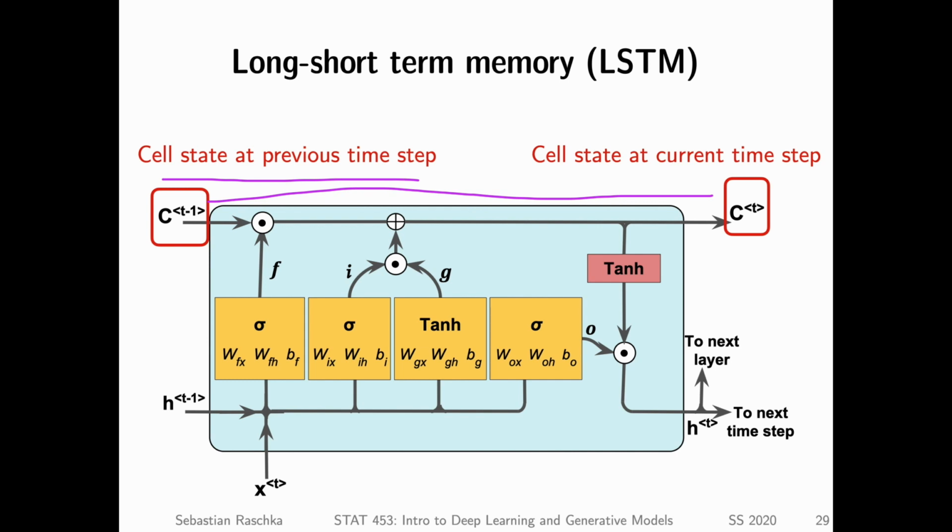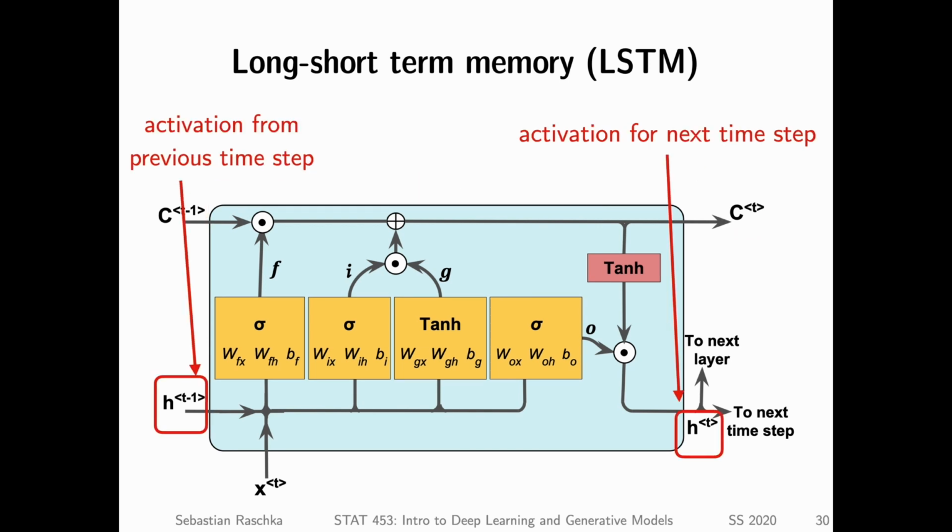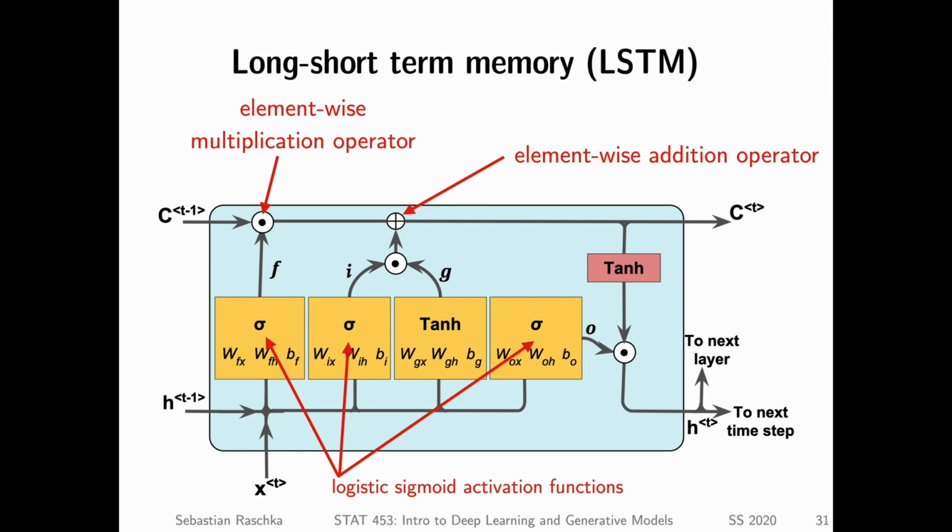And here, like I said before, this is the activation from the previous time step and that's the activation from the next time step. But again, in addition, we have these cell states. Also to note are these different operators in this figure. There's one type of operator, the element-wise multiplication operator, that we have in multiple parts of the LSTM cell. And there's one element-wise addition operator. And here these sigmas stand for the logistic sigmoid activation function, and we also have a tanh activation function.